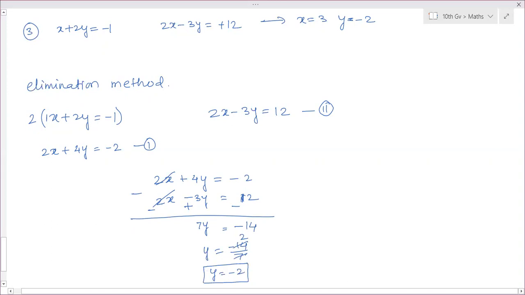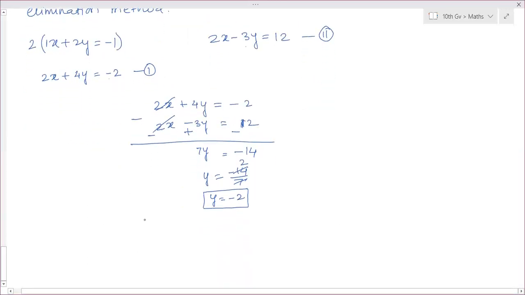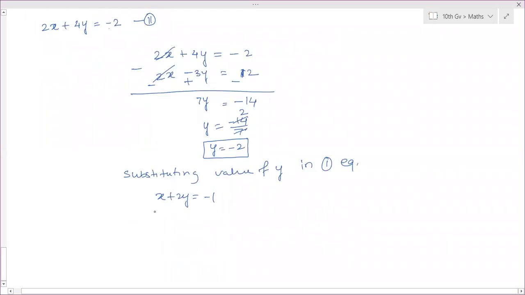And now, substituting the value of y in any one of the equations. There are 3 equations actually. In any one of the equations, we can substitute the value of y. Whichever is easier, you can substitute in that. So the first equation: x plus 2y is equal to minus 1. So x plus 2 into minus 2 is equal to minus 1. x minus 4 is equal to minus 1. x is equal to minus 1 plus 4, that is 3. So the value of x we get this way as 3.